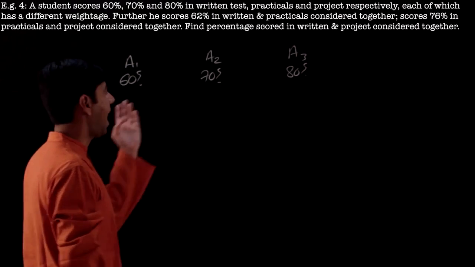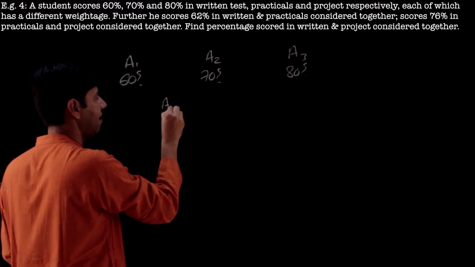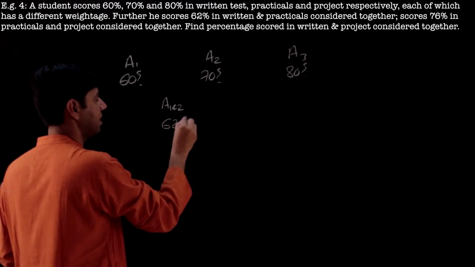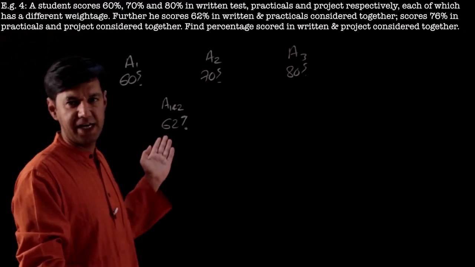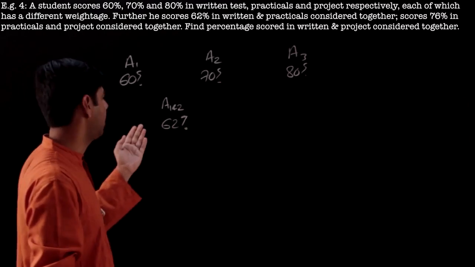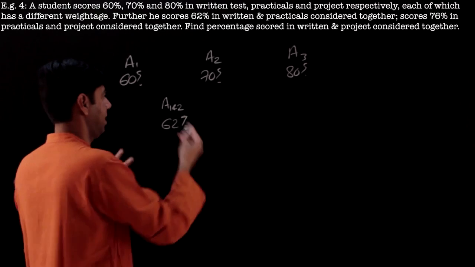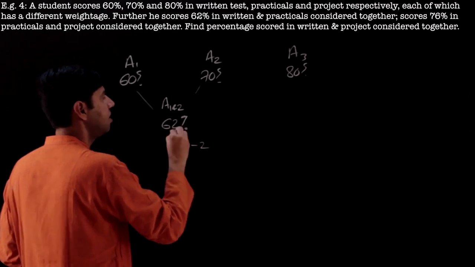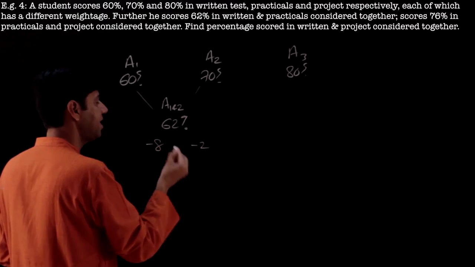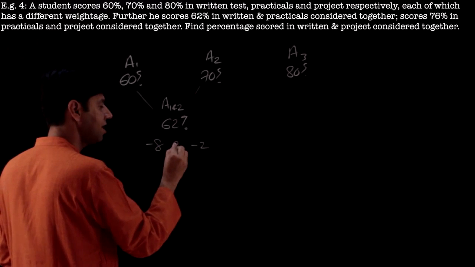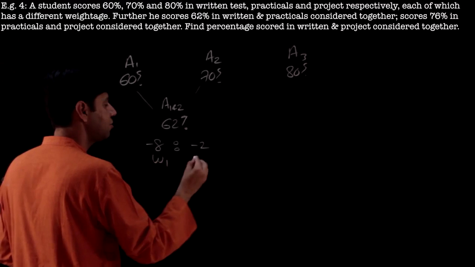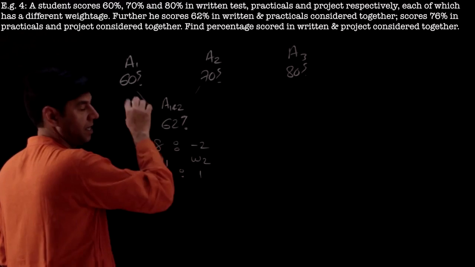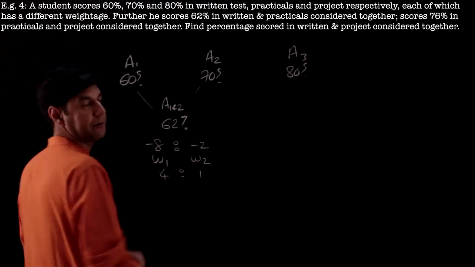It's further given that the average of 1 and 2 taken together is 62%. Now this is a classic case of alligation. I know A1, I know A2, I know the resultant average taken together, right? So I'll do the subtraction. 60 minus 62 is a minus 2, 62 minus 70 is a minus 8. So what can I get from this? Remember, only the ratio is important. So the ratio of the weightages is nothing but 4:1 of the written test and the practicals, right?